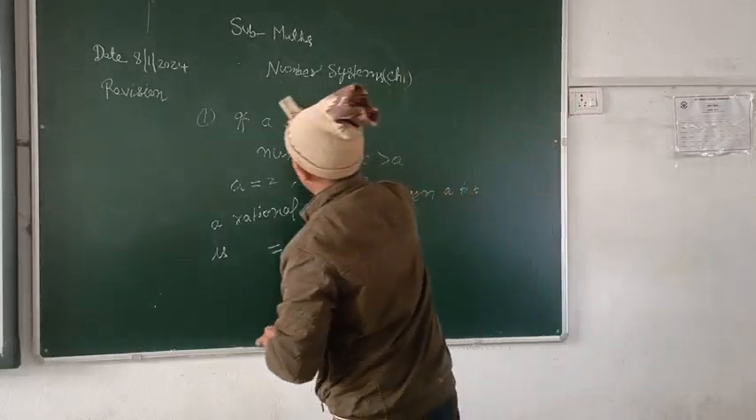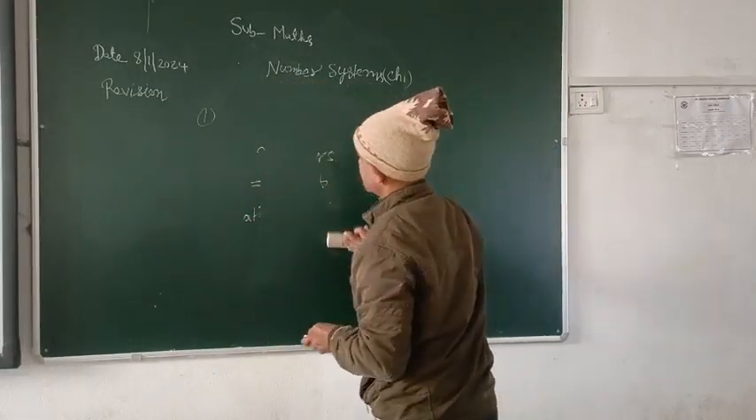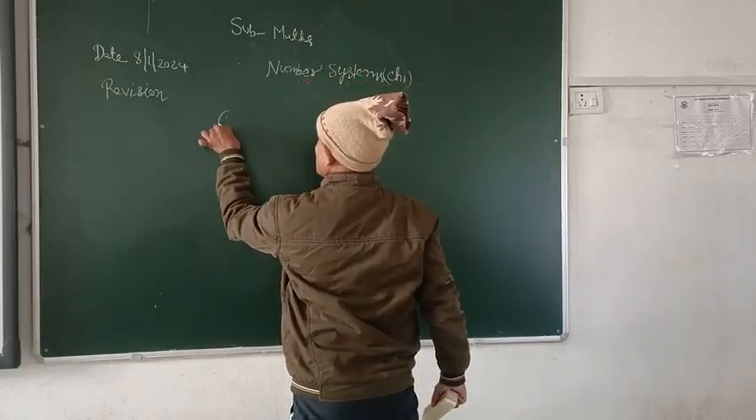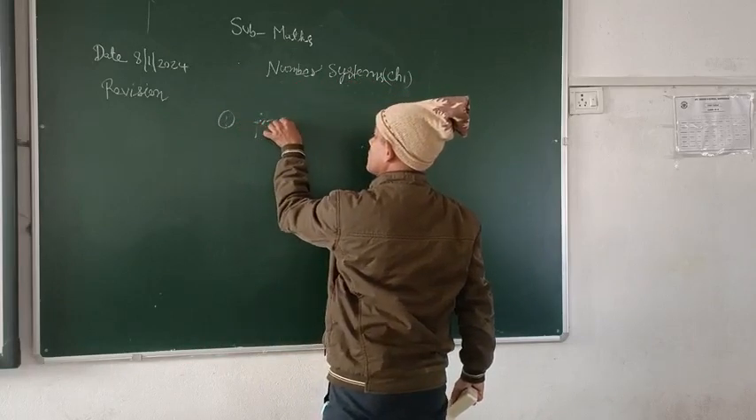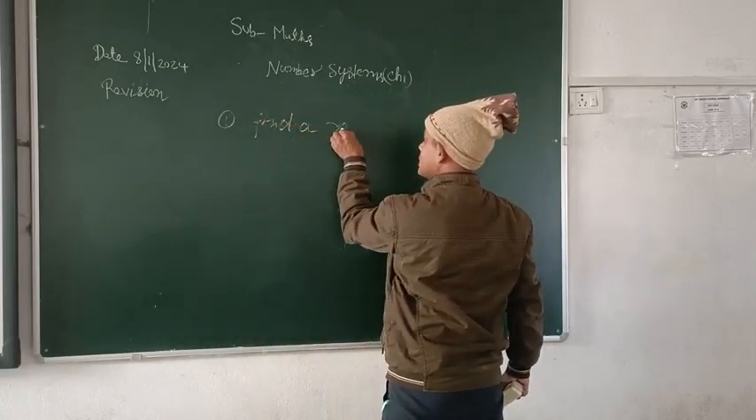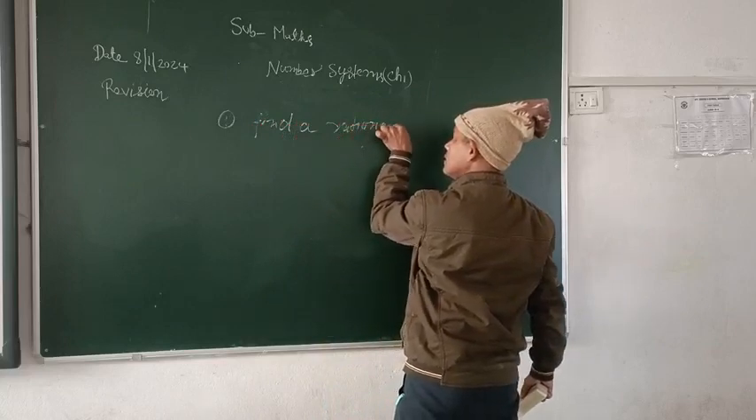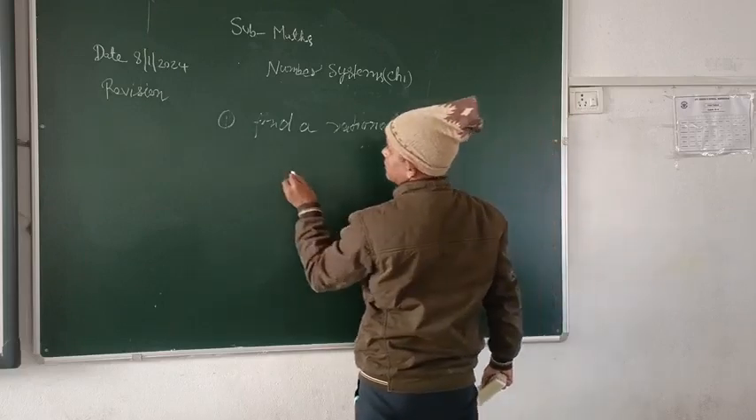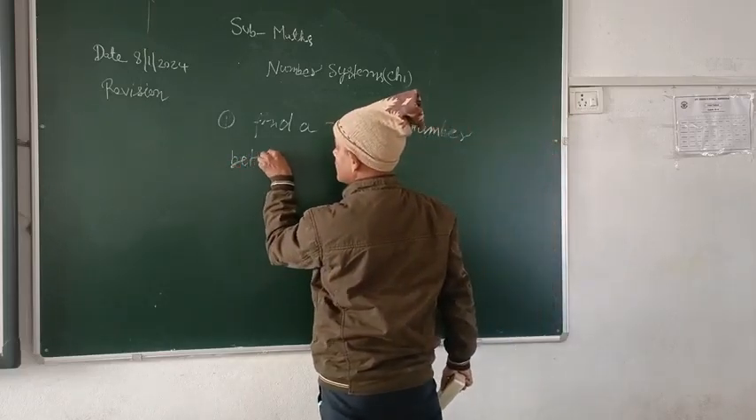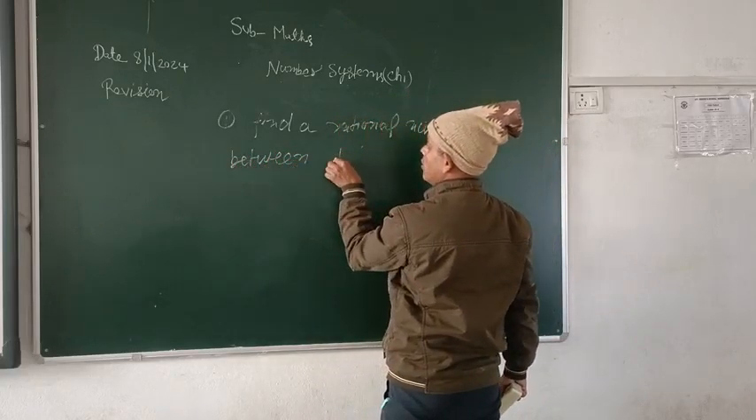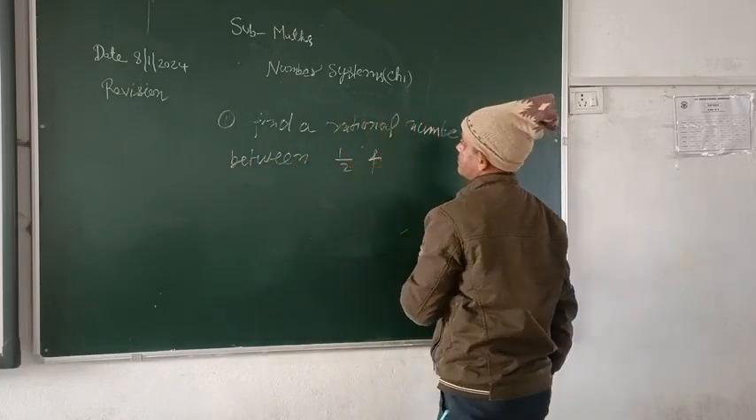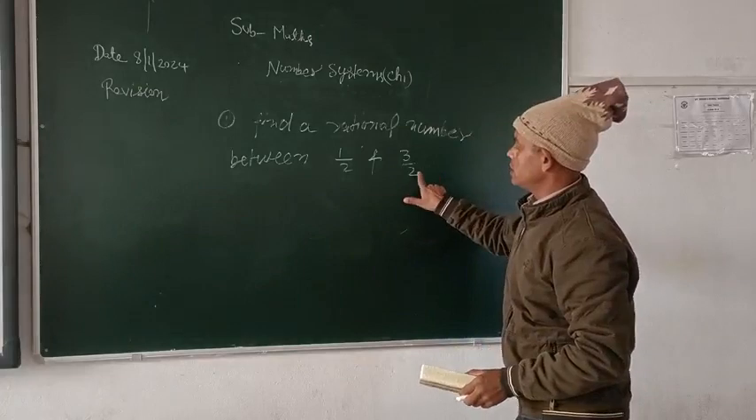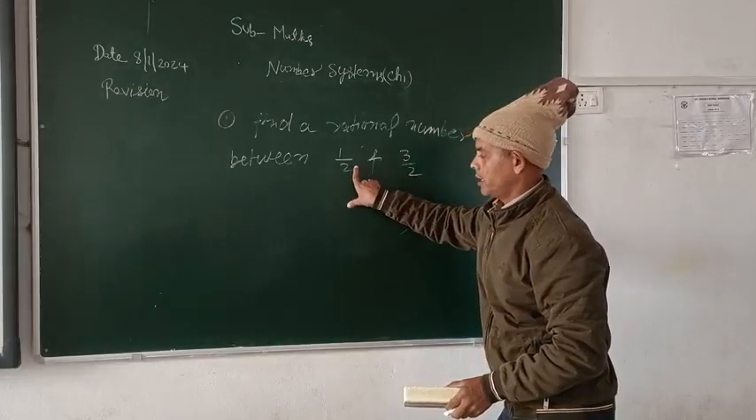Now we discuss with one example. What is the example? Let us consider, find a rational number between 1 by 2 and 3 by 2. So clearly here 3 by 2 is greater than 1 by 2.